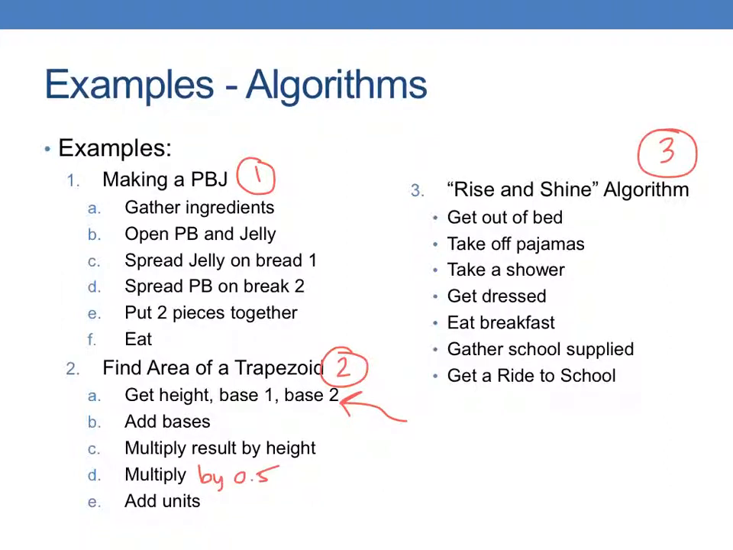Get out of bed, take off your pajamas, take a shower. Again, things that have to be done, and they have to be done in a specific order. If you take your shower before you take off your pajamas, you're going to be in trouble. So these are just 3 examples. There are plenty more. Every time you write a computer program, you are writing what's called an algorithm. So just kind of keep that in mind as we move forward in this class.